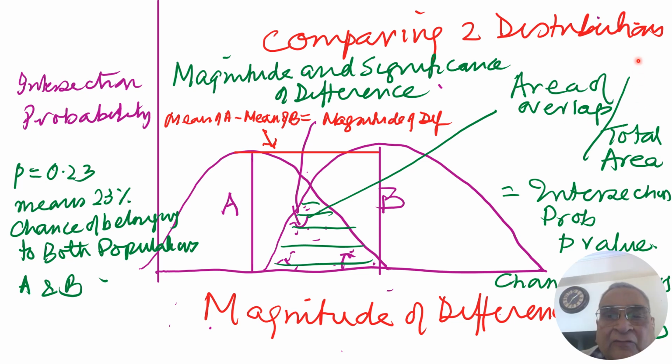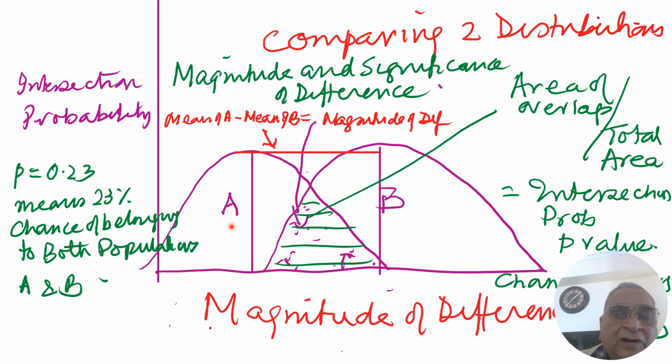So this is the area of overlap, and if you divide it by total area under the curve, you get the intersection probability, normally also called p-value. So if p-value is say 0.23, then the chance of belonging to both populations will be 23% as compared to the total population. And that is a high chance, and therefore the two values are not significantly different. So one thing is, are the two values significantly different? The other thing is that if you subtract the central tendency of one from the central tendency of the other, you would get a magnitude of difference.